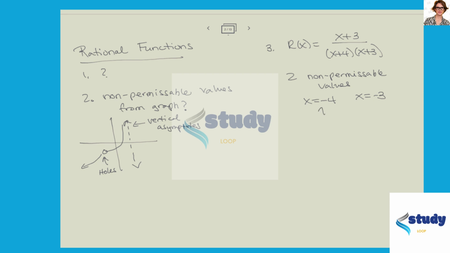Now, -4 is going to be a vertical asymptote. And I know that because it's what we call not removable. At -3, you are going to have a hole. And that's because -3 comes from this x plus 3, which can be canceled. So canceled factors produce holes. Non-cancelable factors produce vertical asymptotes.